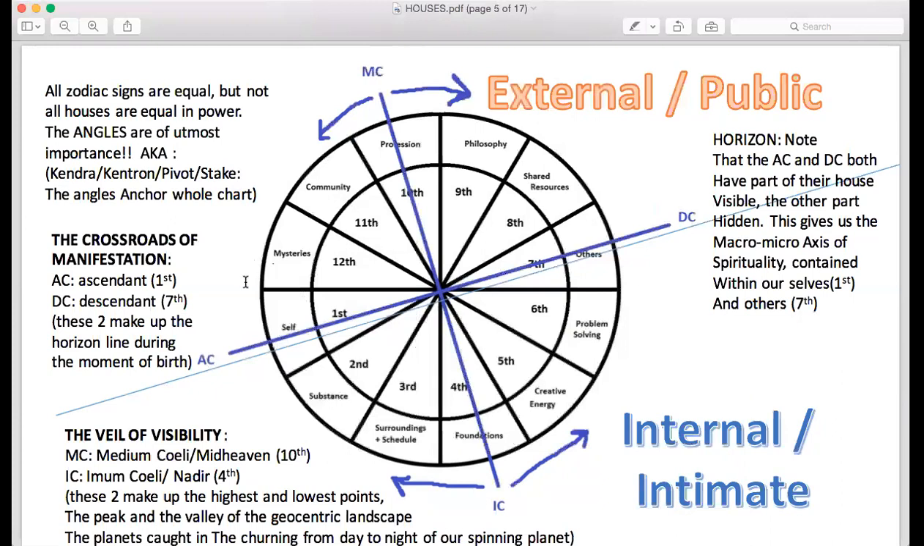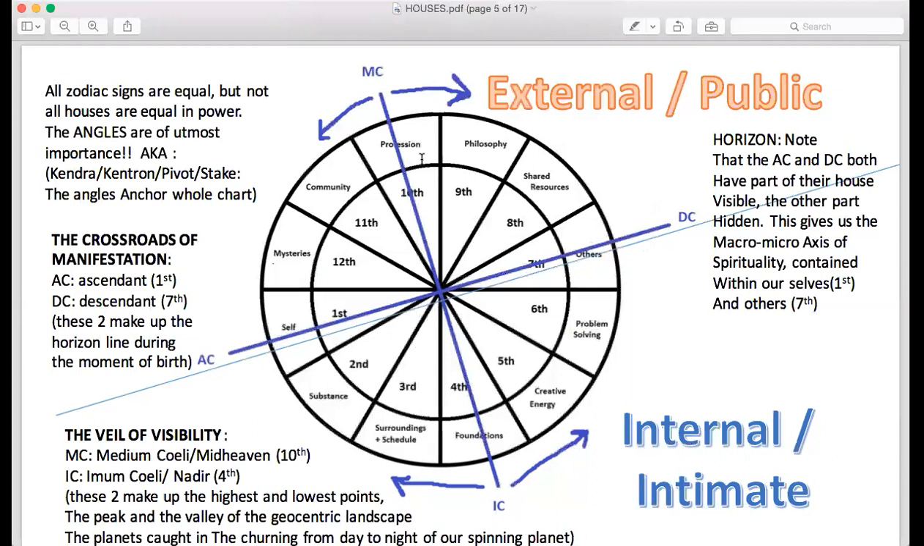So this is the horizon line, right? At a specific person's birth or an event, the horizon will show us what is arising and what is falling away. Very literal, right? That's where we get a lot of delineations and significations, along this first and seventh. These angles: we have 1, 10, 7, 4. 1, 4, 7, 10. They are a nice square.